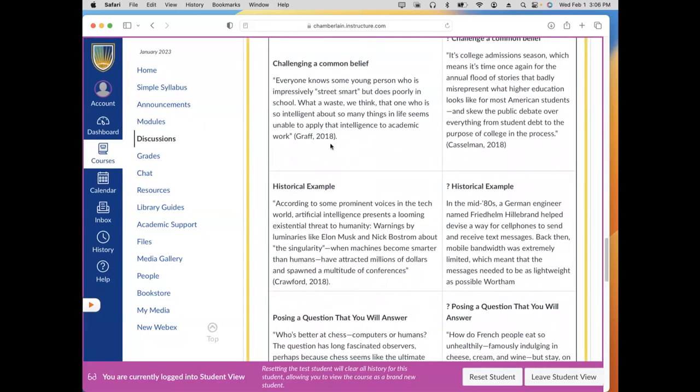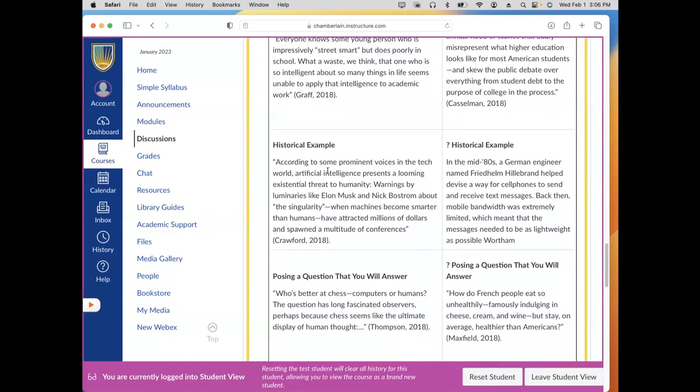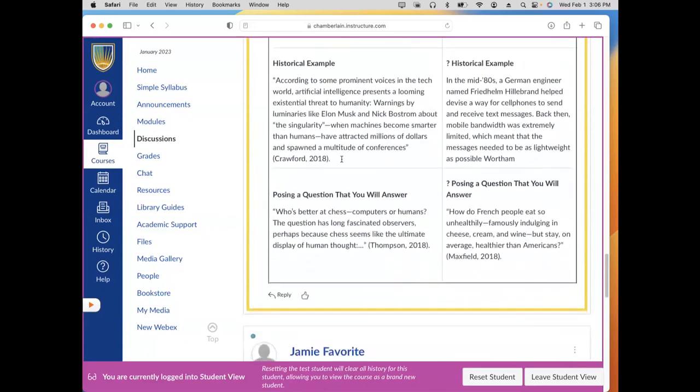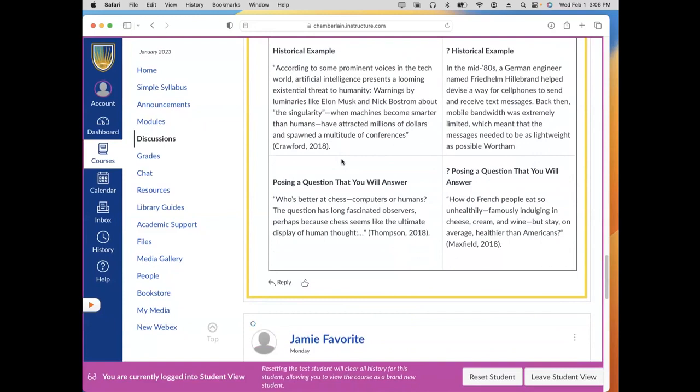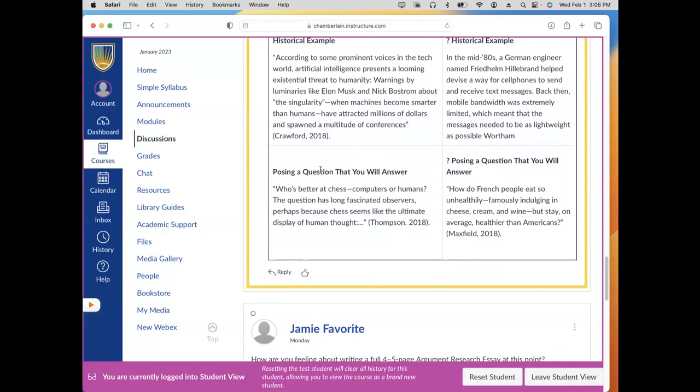Challenging a common belief is another. Historical examples are also a little bit like telling a story because it's from the past. Since we're doing social media, it could be a story from the beginnings of social media. Anyway, the whole point is that it brings up the subject in a very broad way, makes people interested in it, and then gets you going into the rest of the introduction.